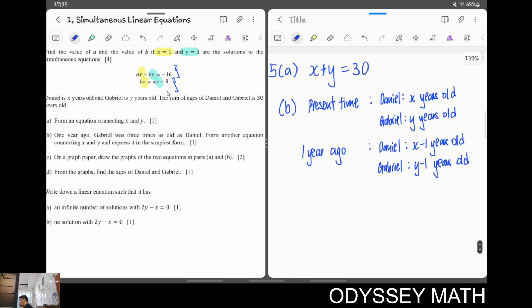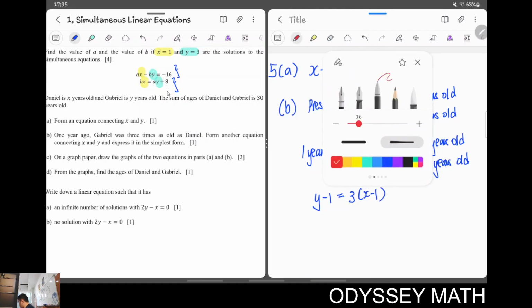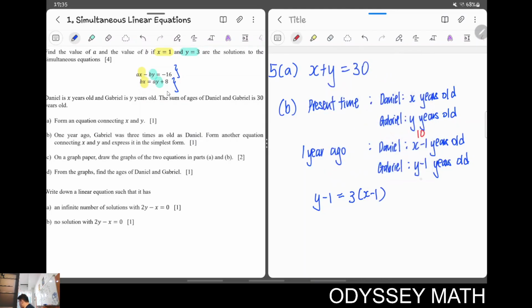So Gabriel is older. To form an equation here, primary school you all know how to do. Because Gabriel is 3 times as old as Daniel, Gabriel's age must be 3 times of Daniel's. Agree? Maybe I give you an example. Let's say Daniel is 10 years old and Gabriel is 30 years old. So 30 equals 3 times Daniel's age. That's what I meant. Don't have to write this down.